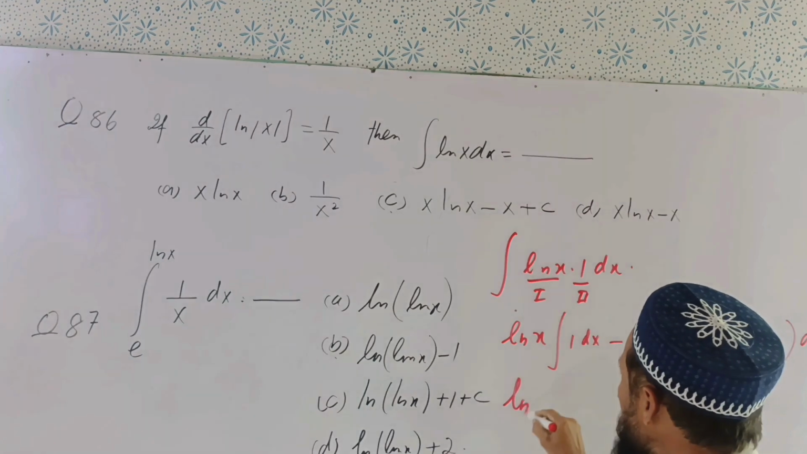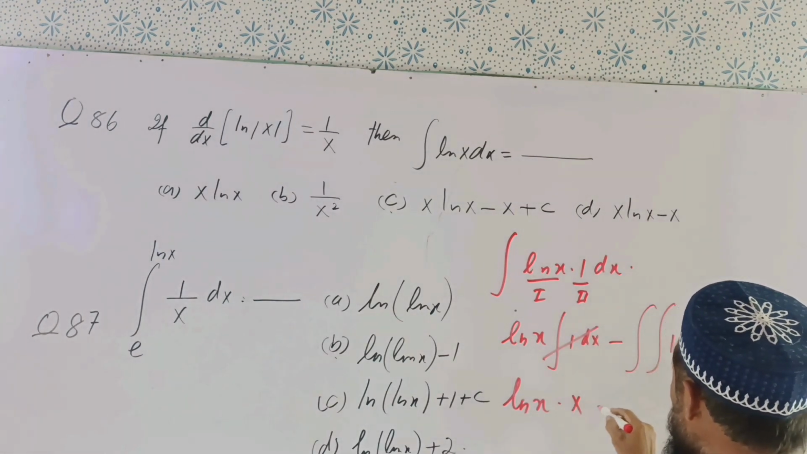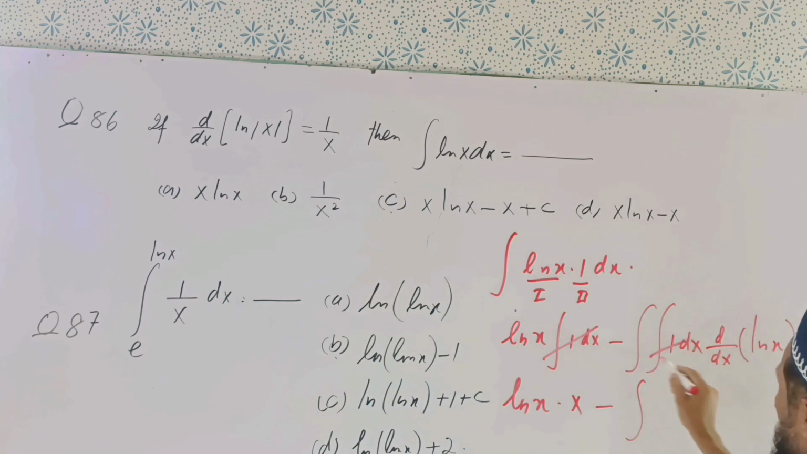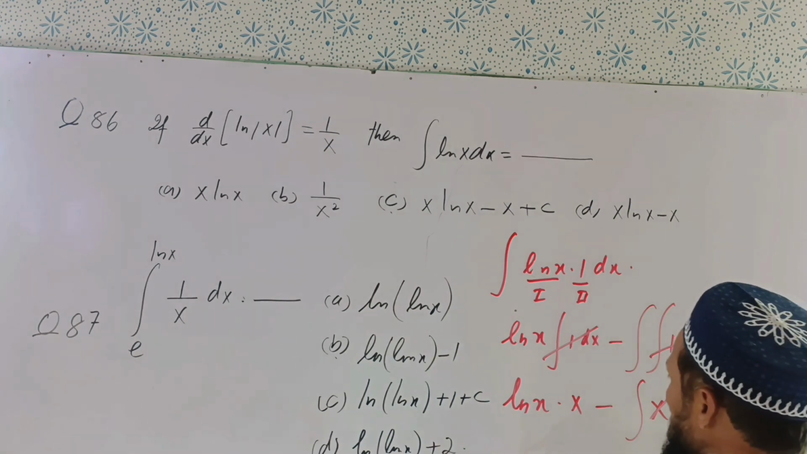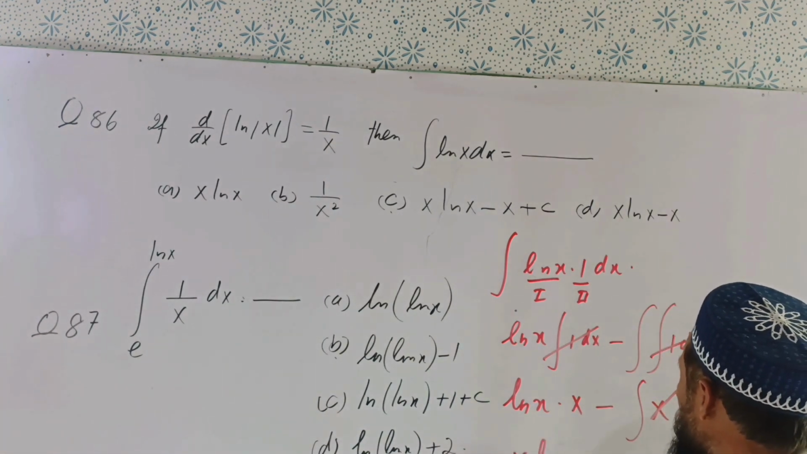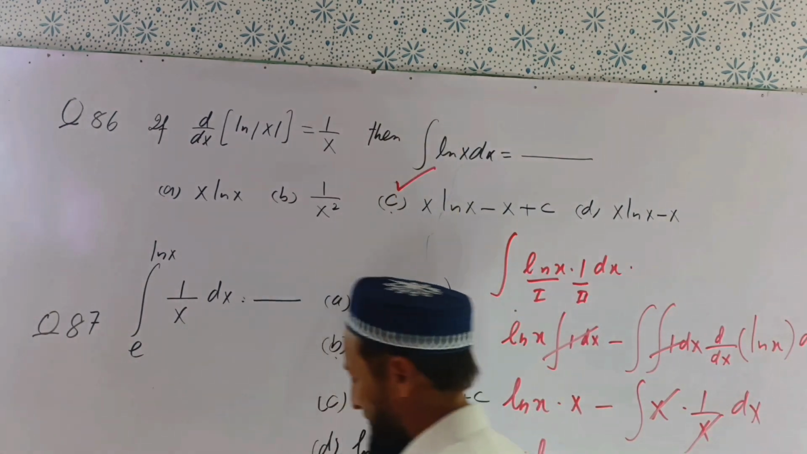So log of x, and this is cancelled. We get x, minus, and this is also cancelled. We get x and the derivative is equal to 1 over x dx. The x cancels. So x log of x minus x is the correct option.